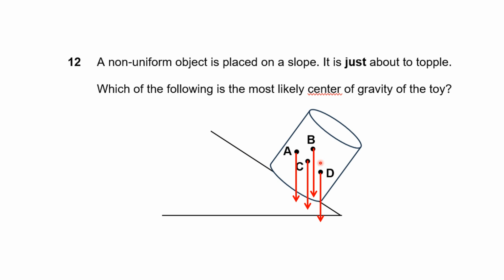Because it's just about to topple, this is the most likely center of gravity. If the center of gravity was any further past this point, then it would be creating a clockwise moment, which would then cause the toy to topple over.